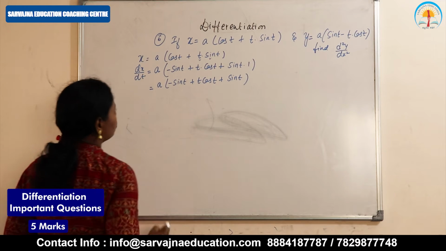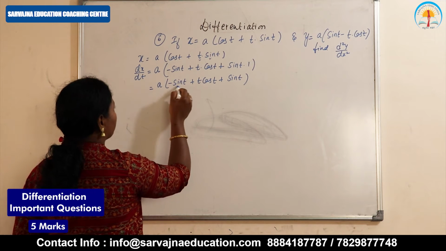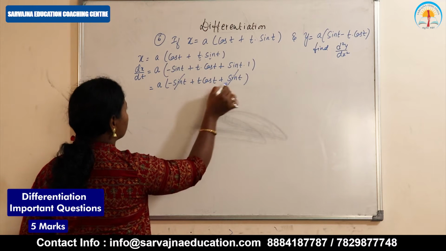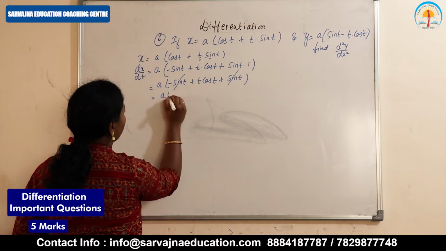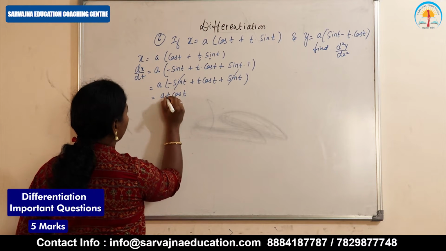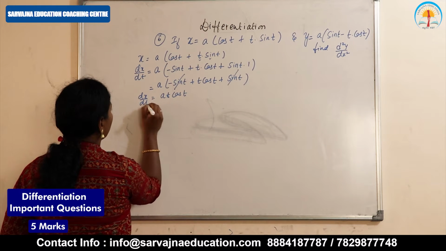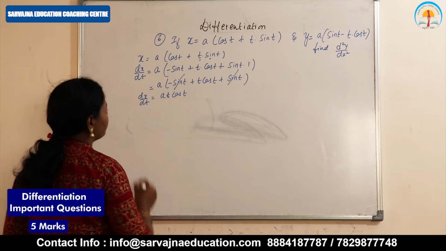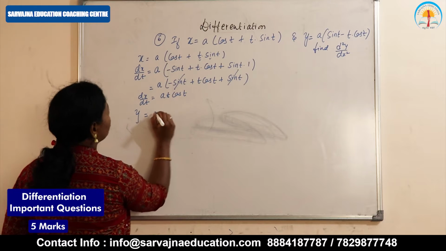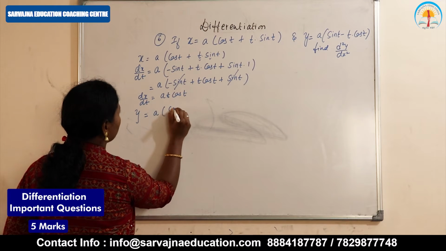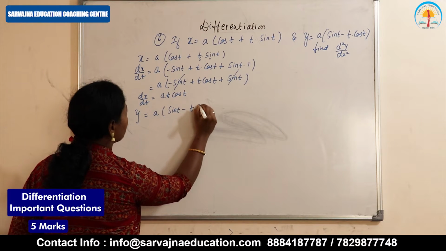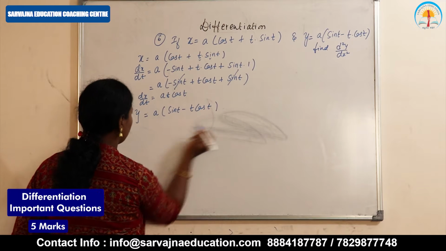Guys, do you observe here? There is a minus sin t plus sin t. It will get cancelled. It will be a t cos t. Correct, right? Yes, I got dx by dt. Now I'll just take y here. y is equal to a of sin t minus t cos t.